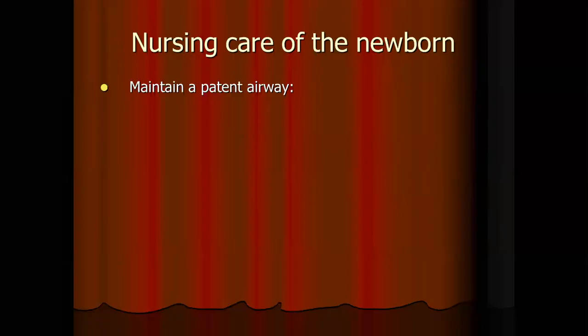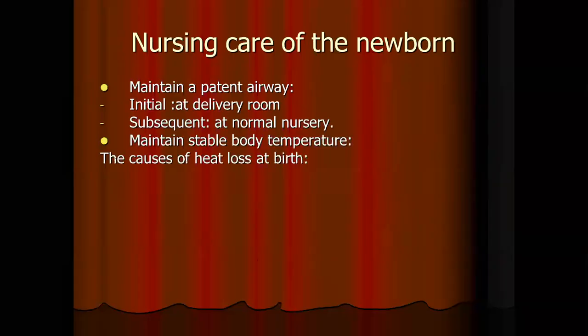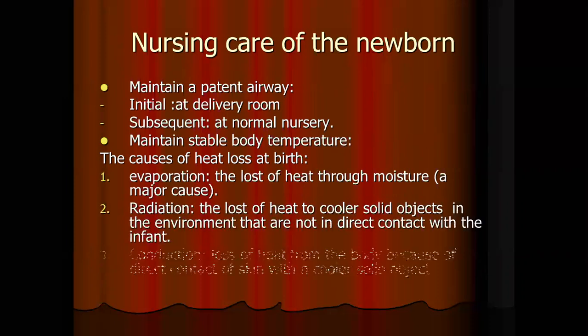Maintain a patent airway. Initially at the delivery room, the airway has to be maintained and the secretions have to be removed. Subsequently, in the normal nursery, maintain stable body temperature. What are the causes of heat loss? There are four methods we have to avoid: evaporation, radiation, conduction and convection.